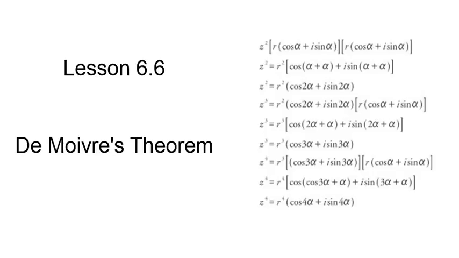Lesson 6.6, we're going to talk about de Moivre's theorem. You can take a little glimpse at the right on what his theorem allows us to solve or figure out. The main idea behind it is that it deals with complex numbers and complex ideas. So we're going to review and talk about complex numbers a little more than we have in the past.